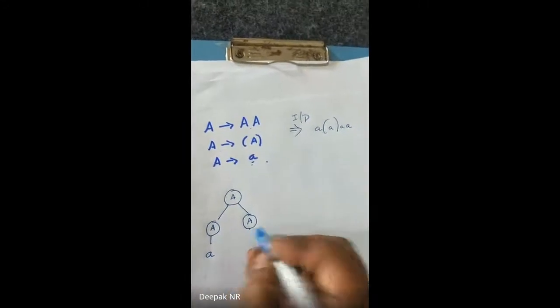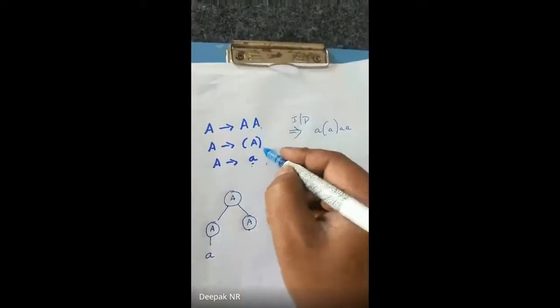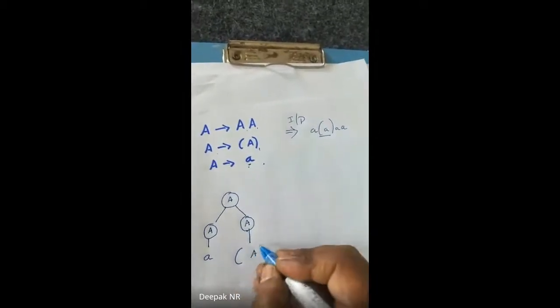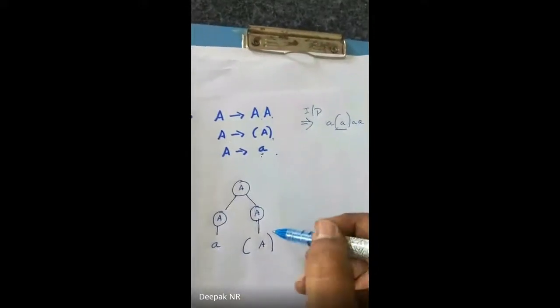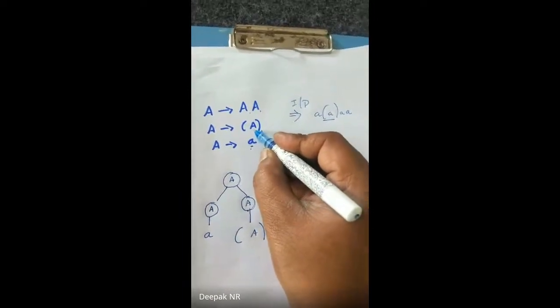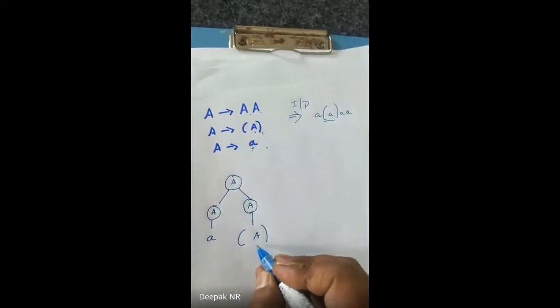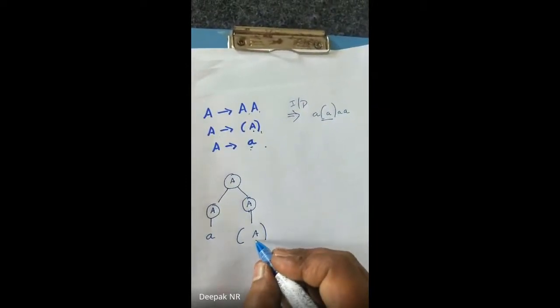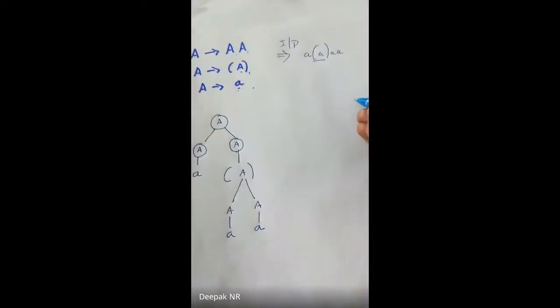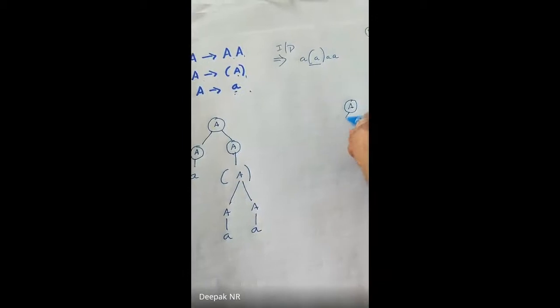This A says either this or this. Which one will I use? I need braces, so I'll use bracket A and bracket. Clear? And this A is being done, so what will I take? I'll take A and A. This A indicates A and one more A. Is that clear, guys? Now let me design one more diagram.